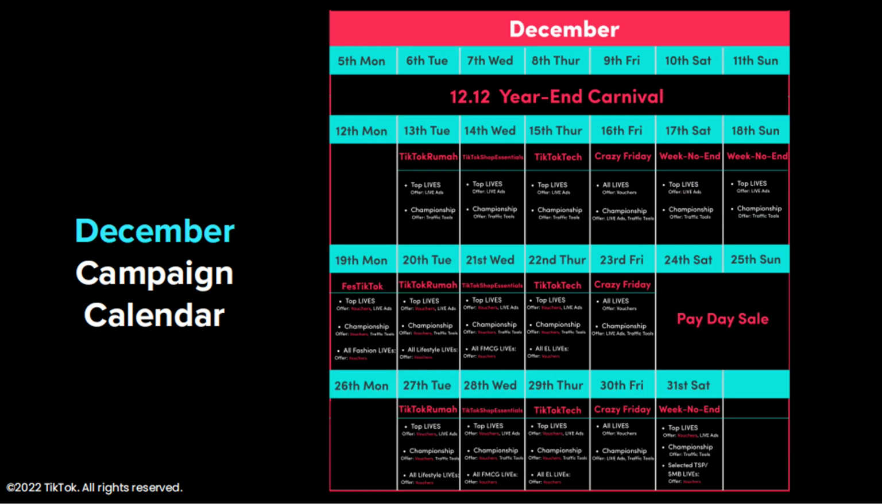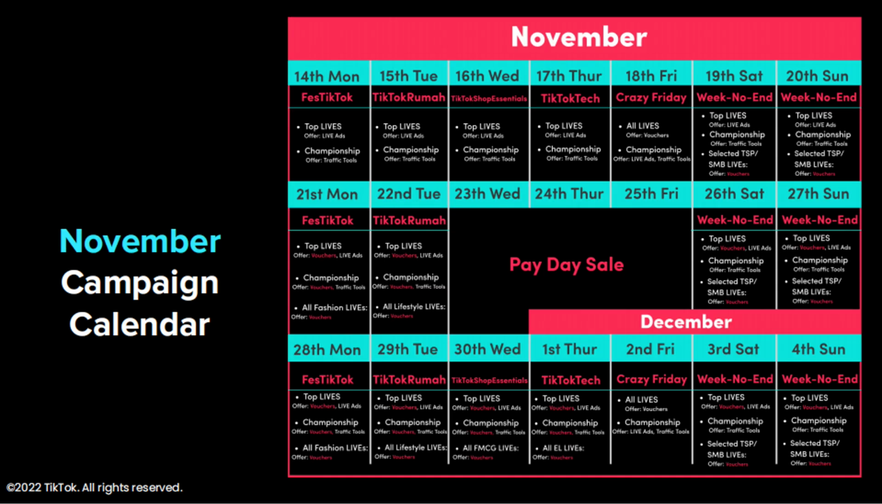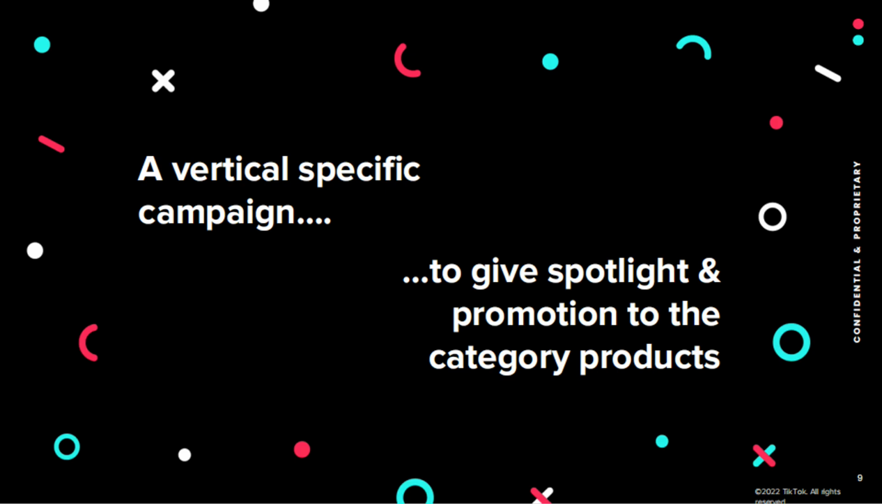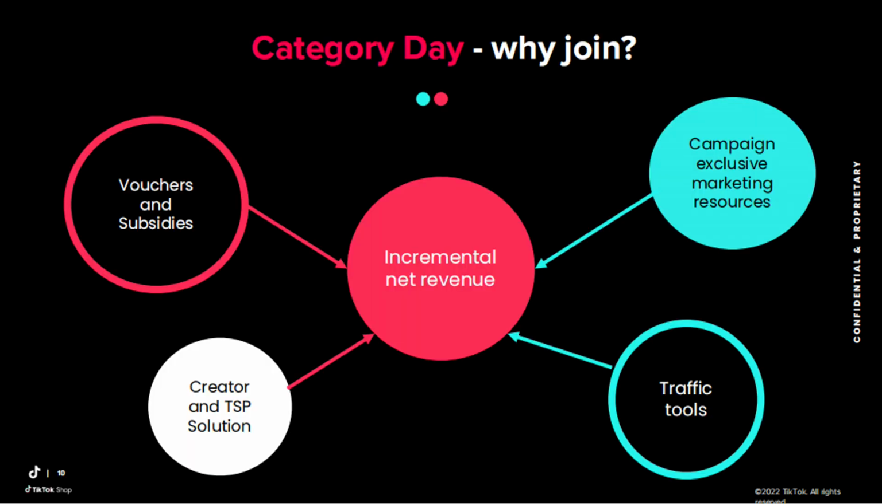Okay. So after having a brief overview of the campaigns that happen in November and December, let's further introduce our category days specifically. Category day is a vertical-specific campaign, highlighting one category in a day, and we give spotlight and promotions to the category products. By participating in category day, you're able to not only unlock category-specific vouchers and subsidies, but also utilize our traffic tools and UGS resources, and get some campaign-exclusive marketing if you generate some showcases and achieve a great breakthrough during the category day, right?